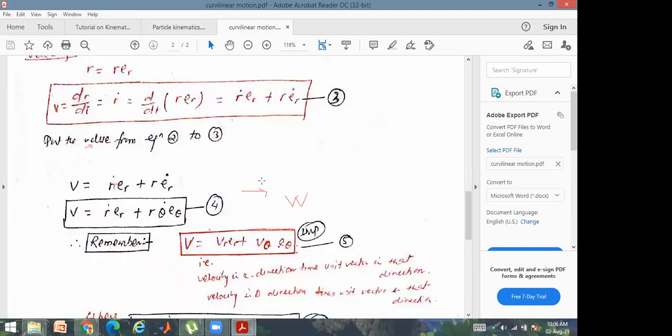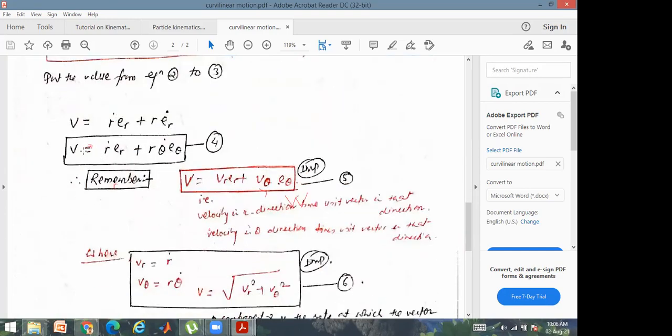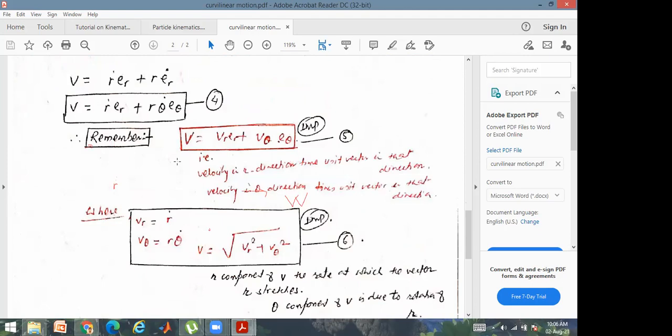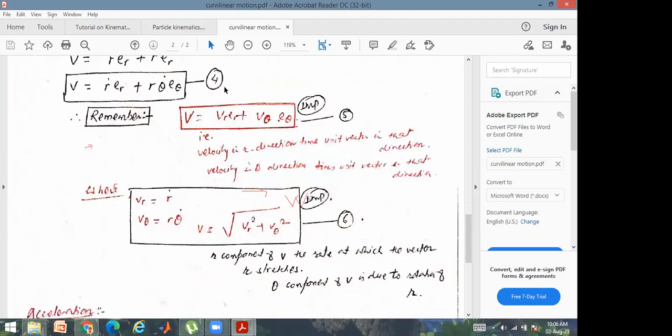So put the value from equation 2 to 3. After we put the value of equation 2 to 3, we get v equals to r dot e_r plus r theta dot e_theta. Right? So from that you can write concept के छ भन्दाखेरिमा v can be written as v_r e_r plus v_theta e_theta. है, यो v_r e_r plus v_theta e_theta.